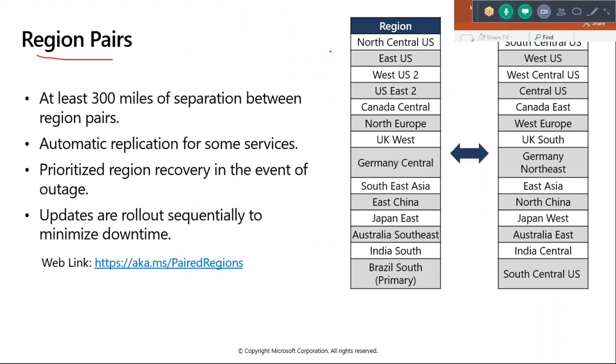So practically, North Central US, if it is paired with South Central US, they would be more than 300 miles away from each other. That's a physical distance they will have. So if a natural disaster happens to this one, it will not affect this location. At the same time, they will have an optical fiber connection between each other, so data will be shared between each other in a secure way by using optical fiber. So in the event of failure, you have a choice that you can find your data in this region.